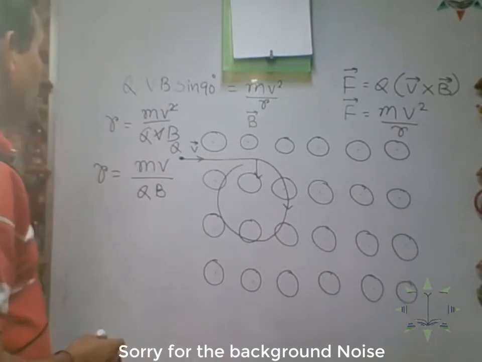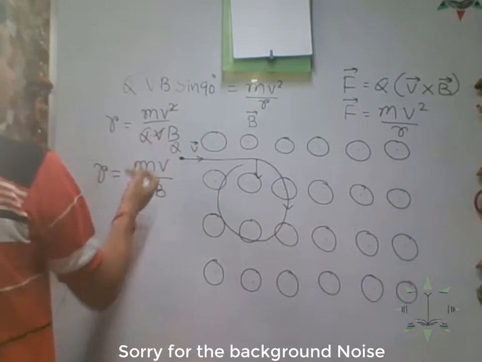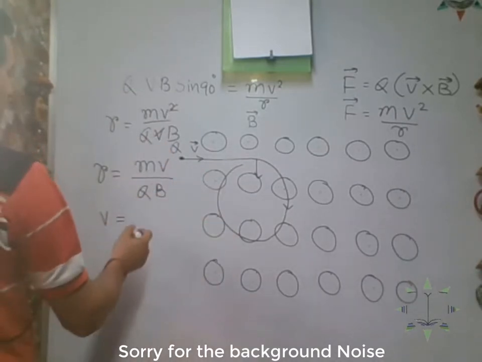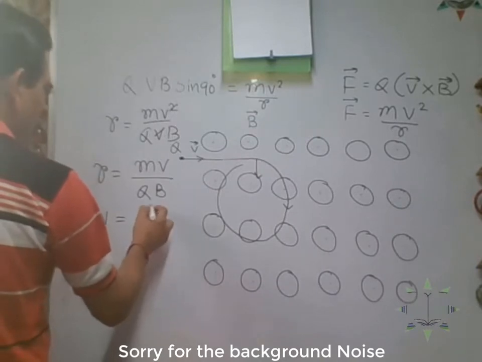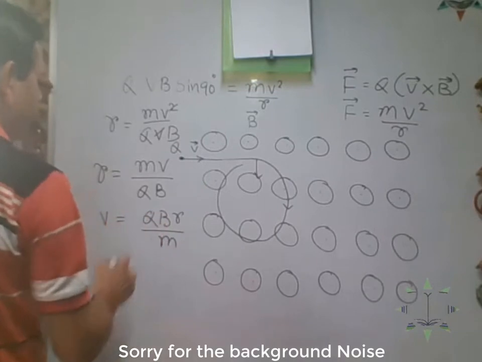Now, what is the velocity of the particle? You can find out the velocity of the particle. The velocity of the particle is equal to q into b into r by m, correct.